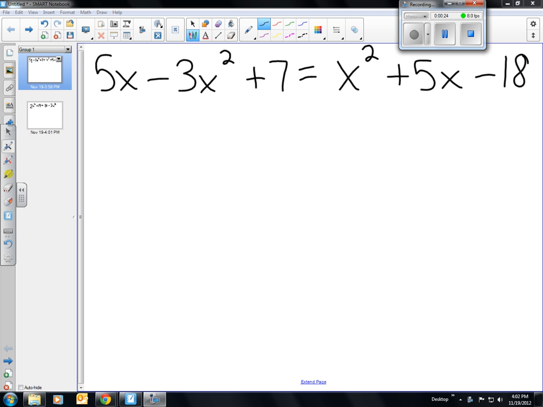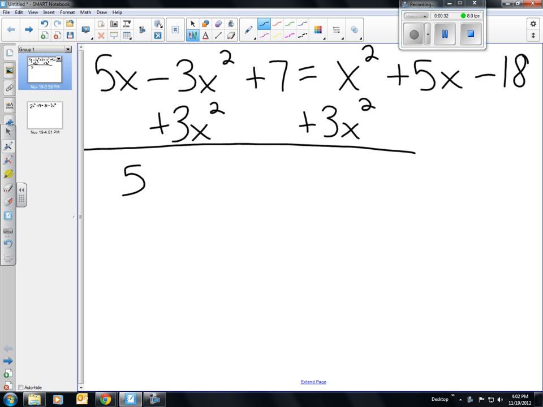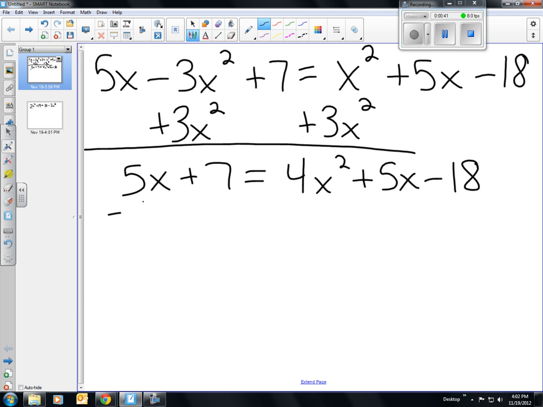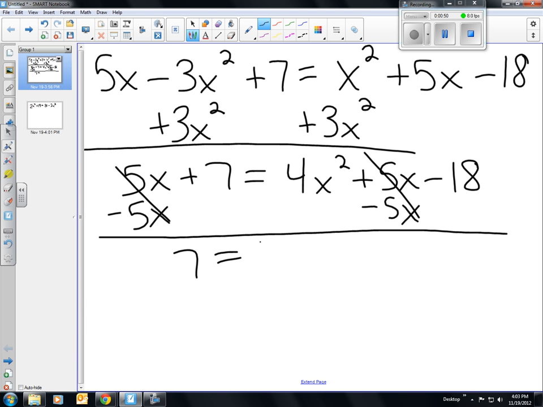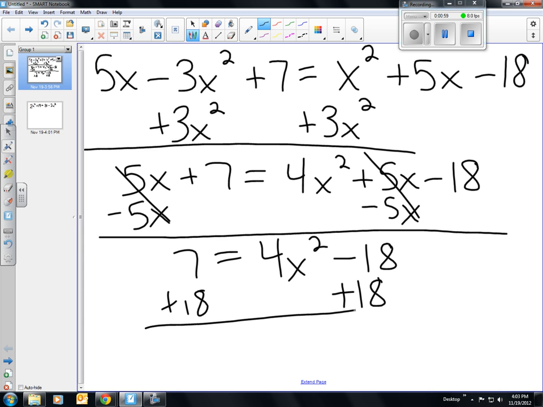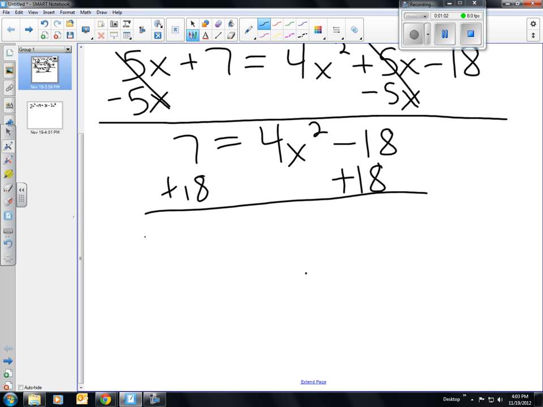So, for example, in this equation, you would want to get the x squareds together by adding 3x squared to both sides of the equation. And that'll leave you with 5x plus 7 equals 4x squared plus 5x minus 18. And then we can subtract 5x from both sides. And when we do that, we're going to find that the 5x's actually zero themselves out. And we're left with 7 equals 4x squared minus 18. Then I'm going to go ahead and add 18 to both sides of the equation. And here, I'll say that 25 equals 4x squared.